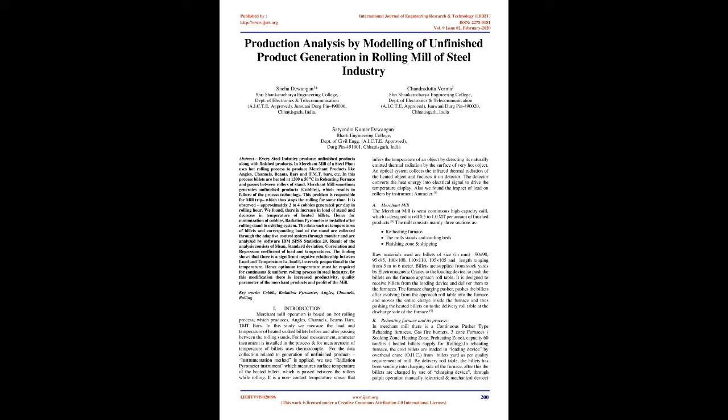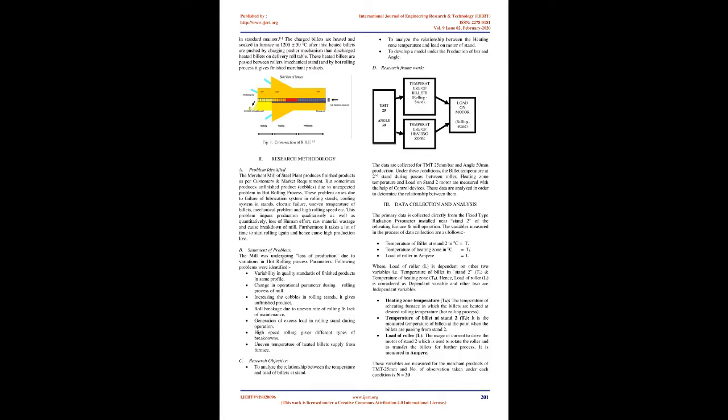We use a radiation pyrometer instrument which measures surface temperature of the heated billets which pass between the rollers while rolling. It is a non-contact temperature sensor that infers the temperature of an object by detecting its naturally emitted thermal radiation by the surface of a very hot object. An optical system collects the infrared thermal radiation of the heated object and focuses it on a detector. The detector converts the heat energy into an electrical signal to drive the temperature display. Also, we found the impact of load on rollers by instrument ammeter.